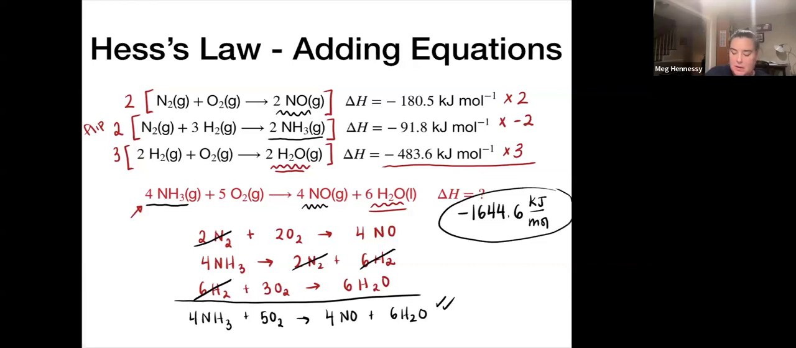One more time, I like to do a little gut check. This reaction looks a lot like combustion. I'm mixing something with oxygen. I'm oxidizing it. I'm making liquid water. I am relieved that my answer is negative. If I got a positive answer, I would go back and just double check that I hadn't done something wrong.